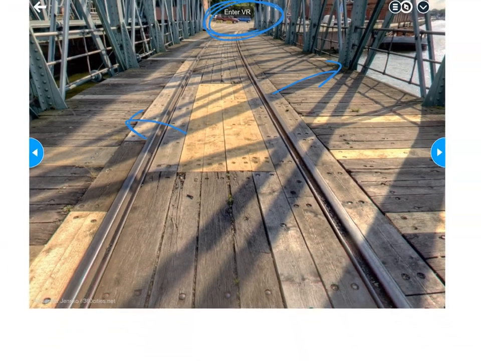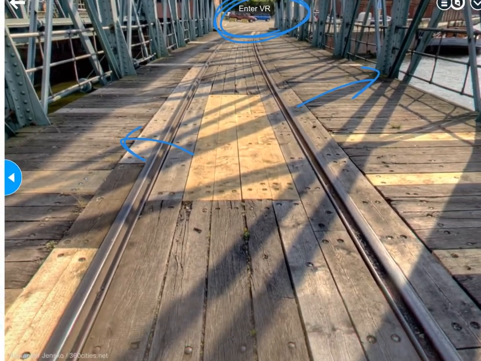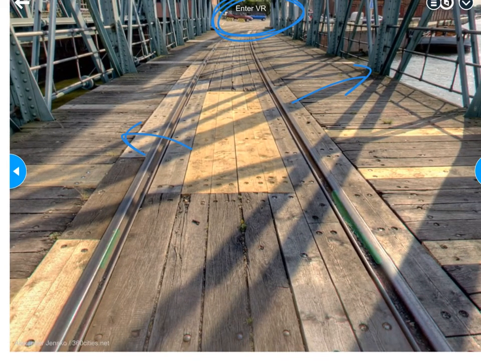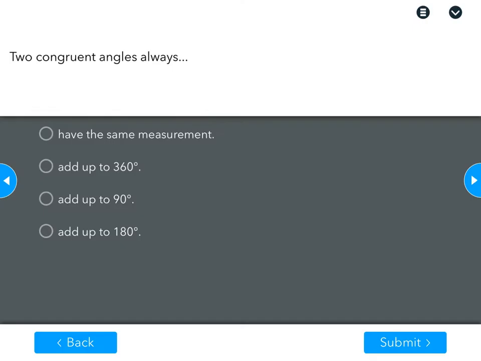But I wanted to get to the VR. When you enter the virtual reality, it'll look like this. And you can actually turn the screen and kind of walk around to see angles in real life and see train tracks that are an example of parallel lines here. So it's kind of cool stuff if you want to look around at the virtual reality. Check it out. And then it finishes up with a practice quiz.